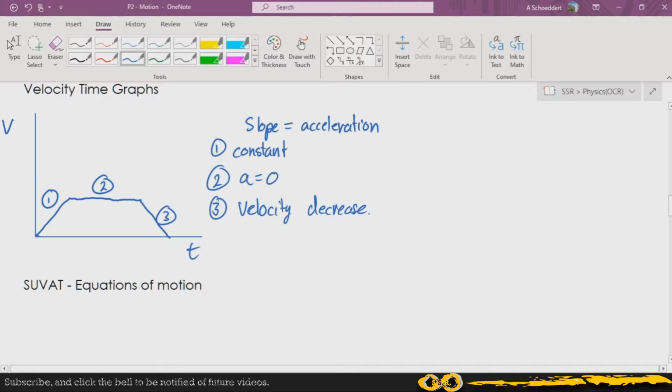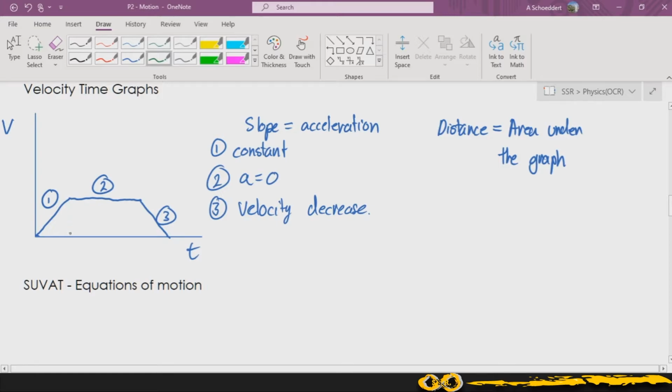There's another thing with these that you can do, and that is that you can find the distance traveled. And that is going to be equal to the area under the graph. In order to do this, you need to decide on the shapes that are present in your graph. Here, our first area is a triangle, then we have a rectangle, and then we have another triangle again. So the total area is going to be the area of the first triangle, plus the area of the rectangle, plus the area of the second triangle.